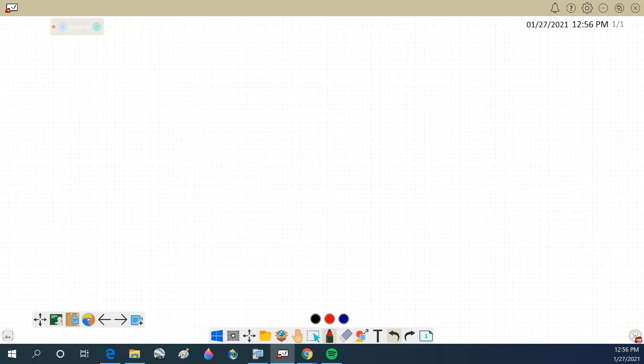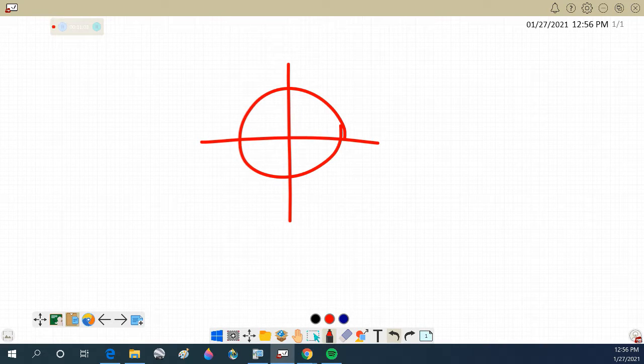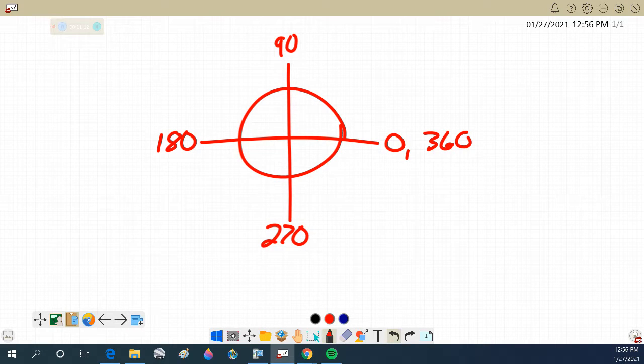So, in my circle, I say this is 0 degrees, 90, 180, 270, and 360. In radians, the full circle is 2 pi radians. But because we're really lazy, if the pi is in there, we just get rid of the radians. And we just say 2 pi and everybody understands we're talking about radians.